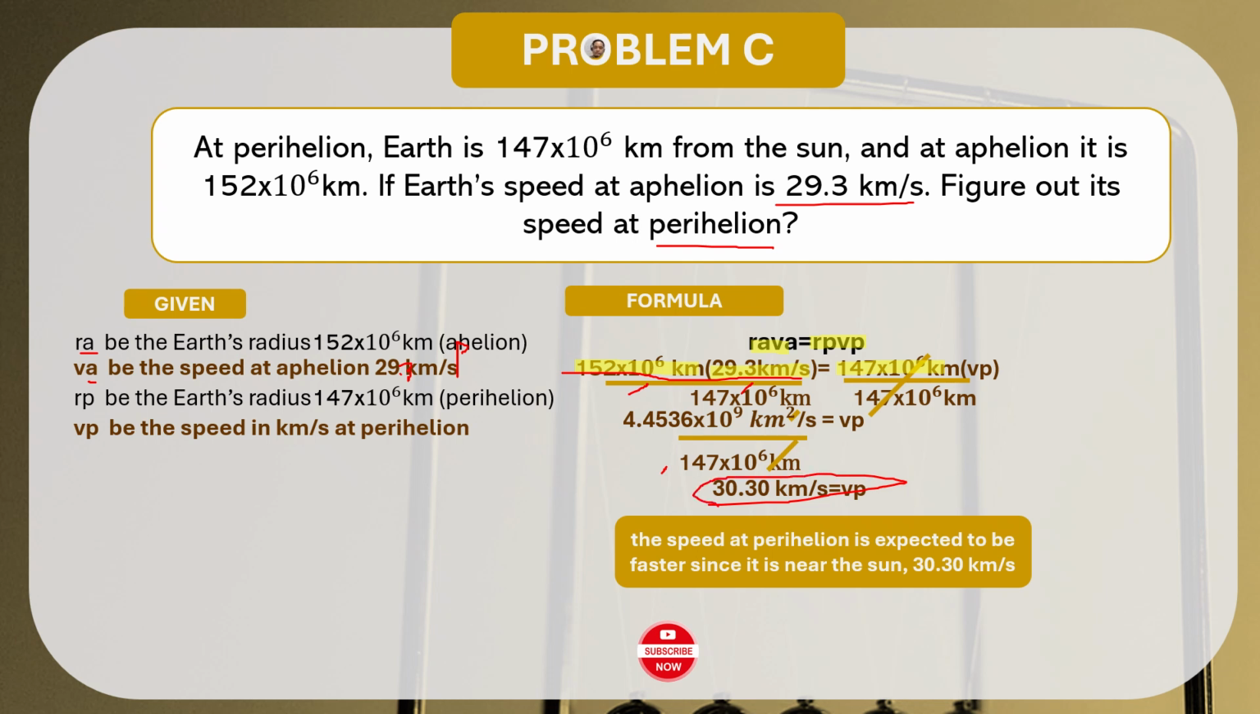It's greater, just not so great, but yeah, it's greater than 29.3 because it's now nearer to the sun. Okay, anyway, their distance is not that far: 147 times 10 raised to 6 and 152 times 10 raised to 6. So we can have this increment to 30.30 kilometers per second.